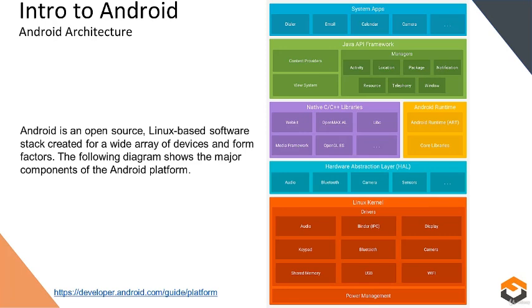Developers have full access to the same framework APIs that Android system apps use. Android comes with a set of core apps for email, SMS messaging, calendars, internet browsing, contacts, and more. Apps included with the platform have no special status among the apps the user chooses to install. So a third-party app can become the user's default web browser, SMS messenger, or even the default keyboard.